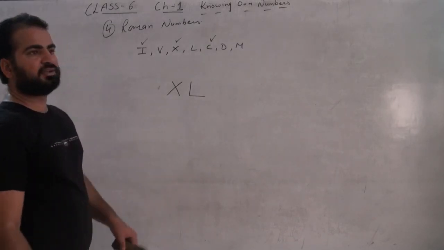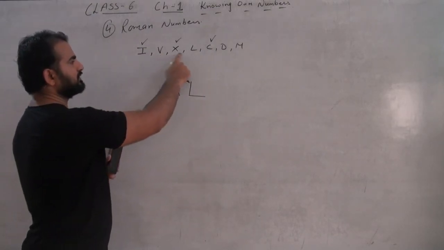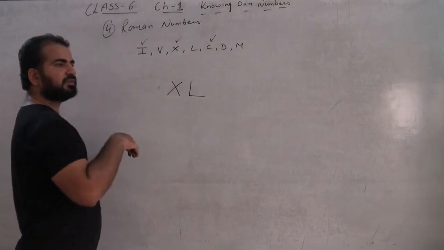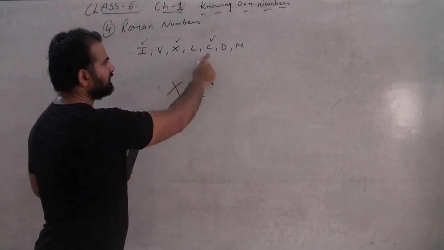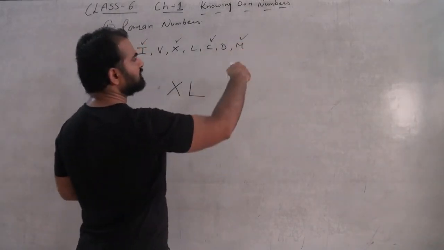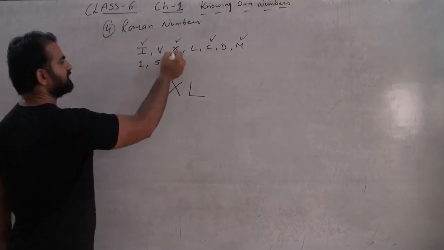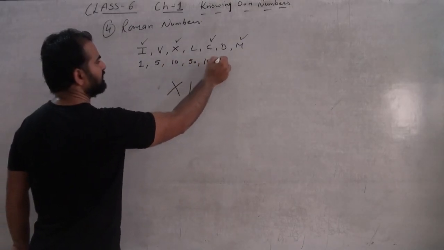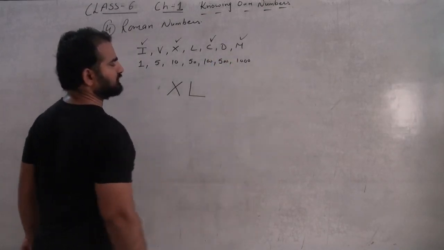Okay, listen class. To add something, we can use these signs I, X and C. Done? To reduce something, you can also use these signs. Okay, you cannot use 5, 50, 500 to reduce something. This is 1, this is 5, this is 10, this is 50, this is 100, this is 500 and this is 1000.